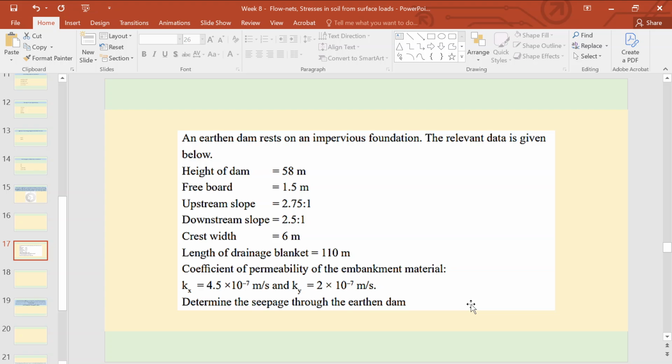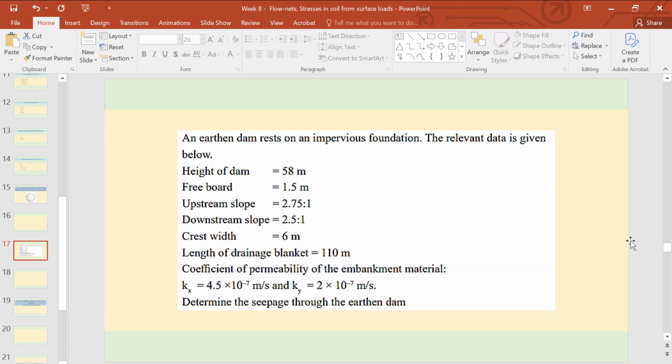Yes, this question, please write down the data very carefully. You might need to draw the diagram for it also. Anyway, this is from seepage analysis, flow net seepage analysis. An earthen dam rests on an impervious foundation. The relevant data is given below.